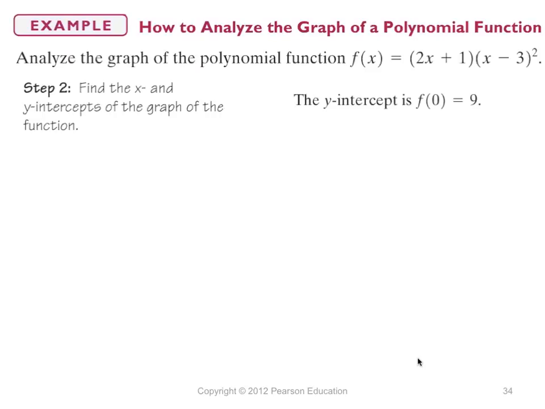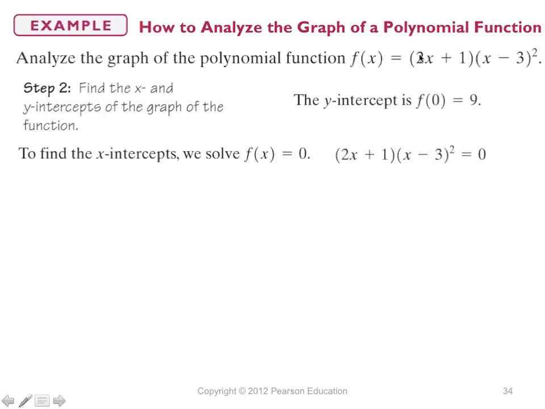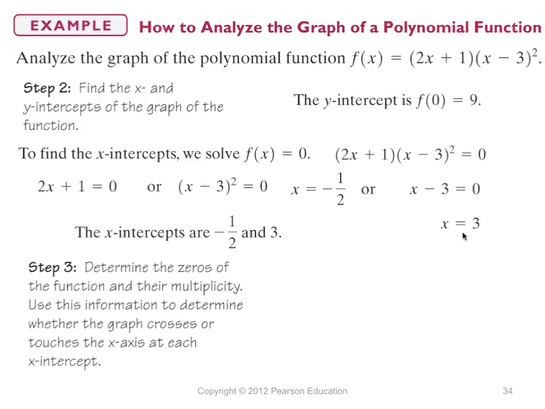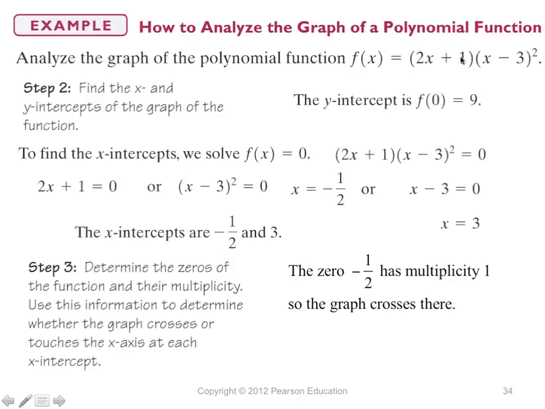We also want to find the x and y intercepts. I have full confidence that you guys can all do this. To find the y-intercept, we set x equal to 0 and we get 9. To find the x-intercepts, we set y equal to 0. So if we set this piece right here equal to 0, we get -1/2. If we set this piece right here equal to 0, we get +3. So those are our x-intercepts, or our real zeros. And then we want to determine the multiplicity. So we know that at -1/2, we're going to have a multiplicity of 1, because that's our power right here. And we know that at 3, we're going to have a multiplicity of 2.